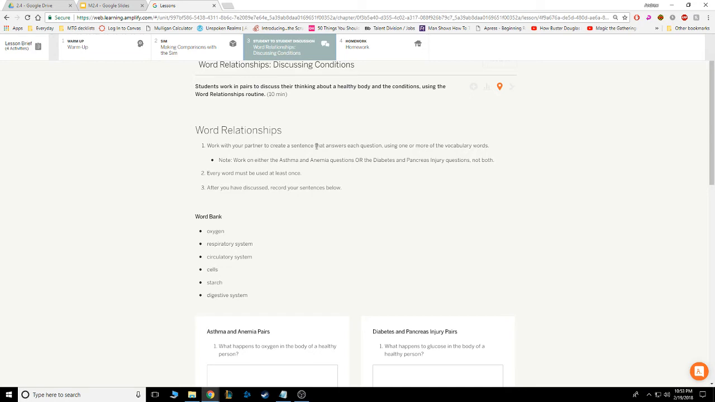Work with your partner to create a sentence that answers each question, using one or more of the vocabulary words. Note, work on either the asthma or anemia questions or the diabetes and pancreatic questions, but not both. So, we're going to work on asthma and anemia or diabetes and pancreatic injuries. No other mixture of the two. So, no anemia and diabetes or asthma and pancreatic injury. Every word must be used at least once, and after you've discussed, record your sentences below.